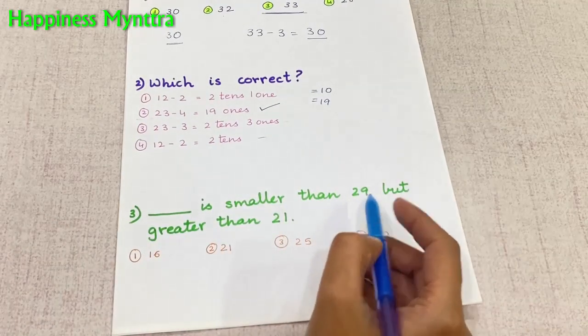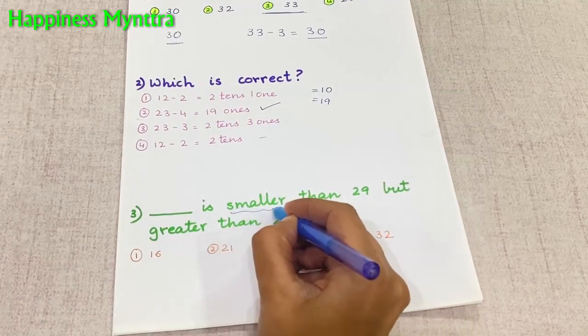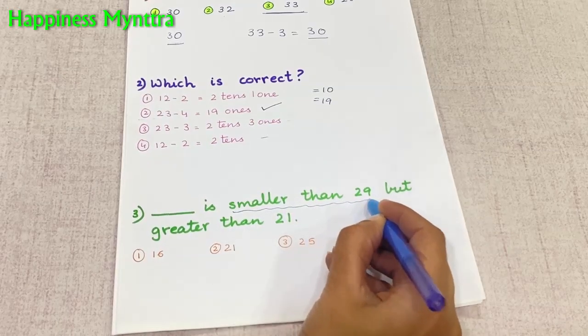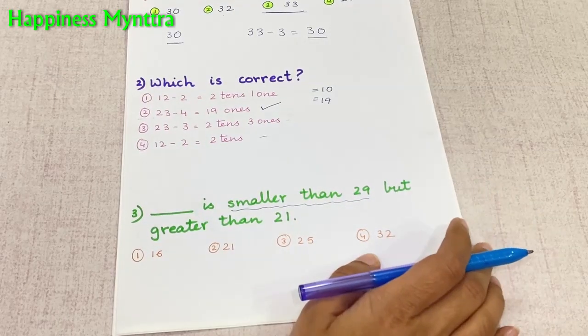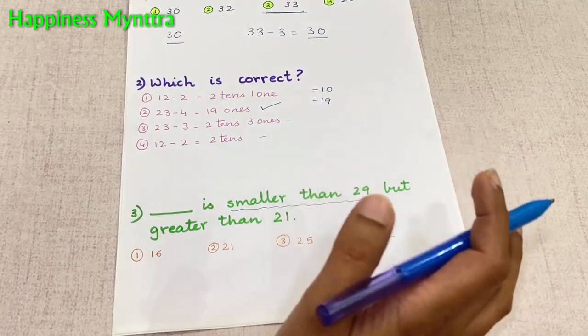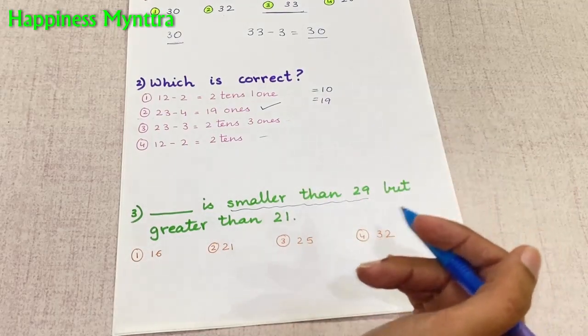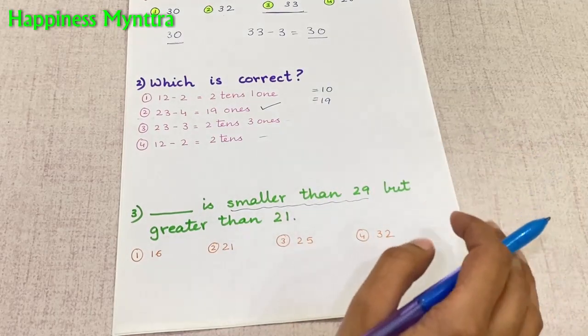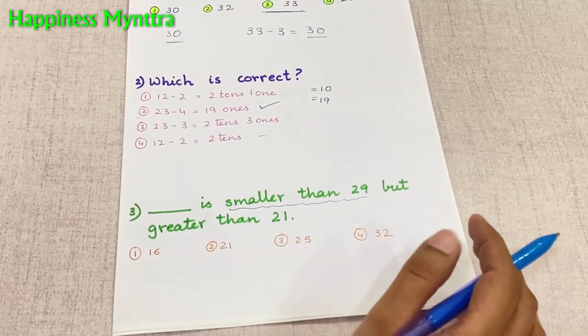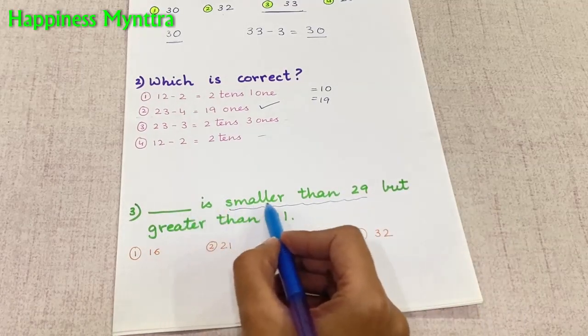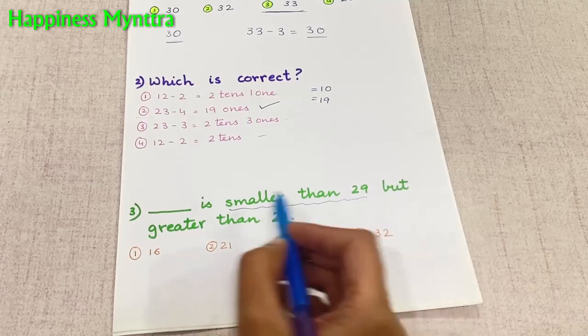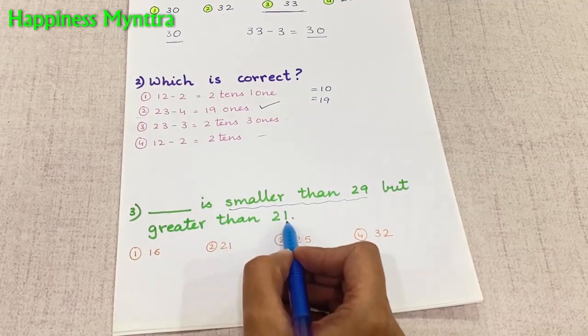Dash is smaller than 29. Now here the children have to really focus. Such questions help to build concentration. Children actually learn to read a question, understand it, which helps in their higher level education. So which number is smaller than 29 but greater than 21?